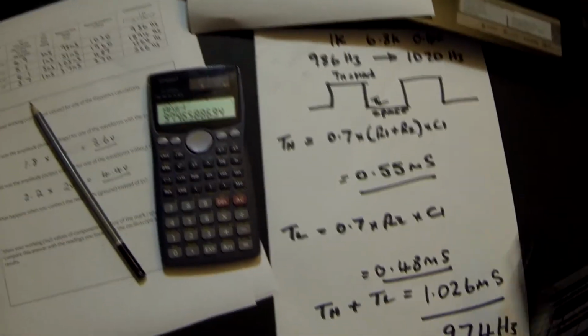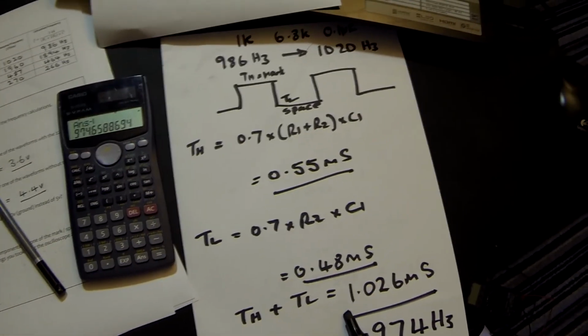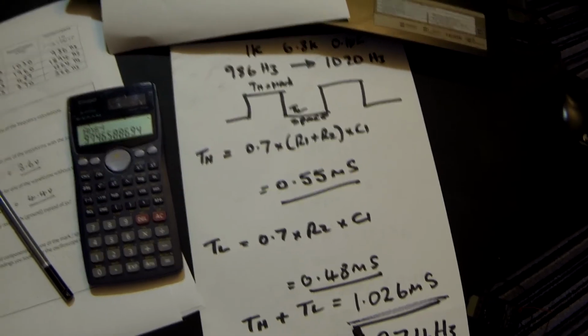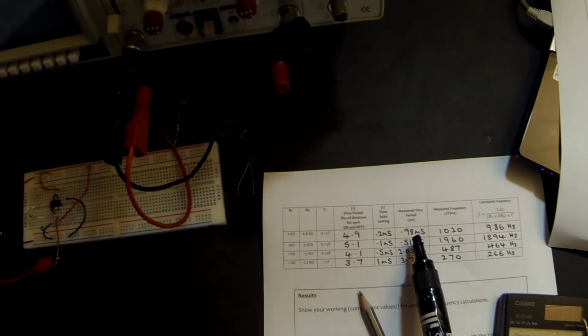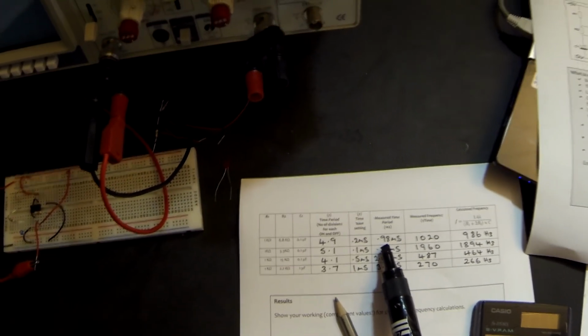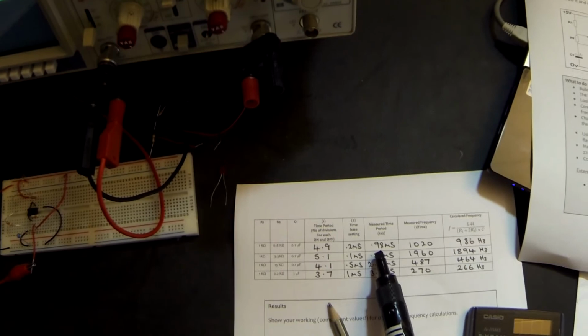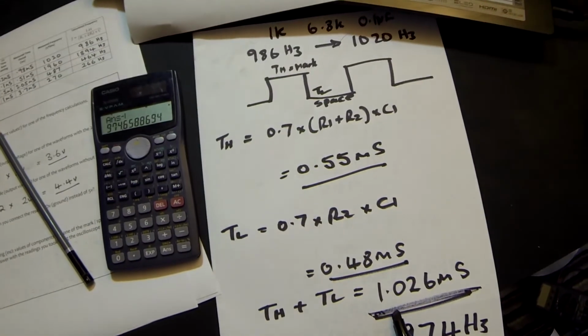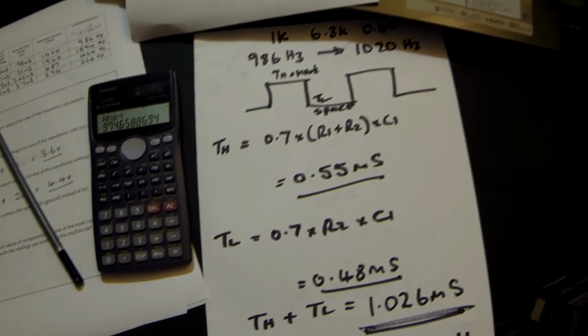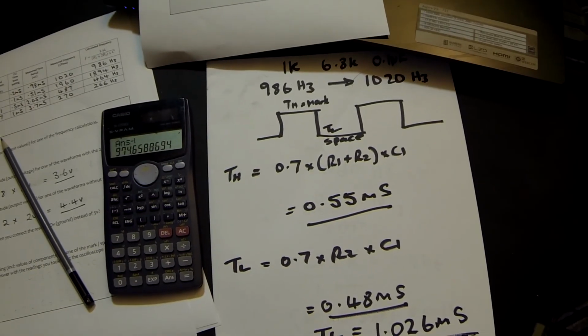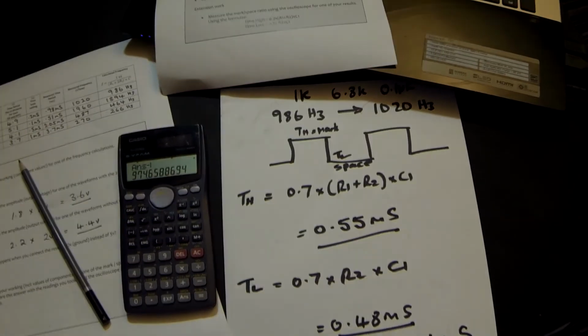But more importantly, here what we were trying to do, that is our time period for the low plus the high, the mark plus the space. And we made our measured time period from the oscilloscope in the first one 0.98 milliseconds, and here it's 1.02. So only 0.04 of a millisecond out, which is very small. This is the end of tutorial 12 and the Astable.